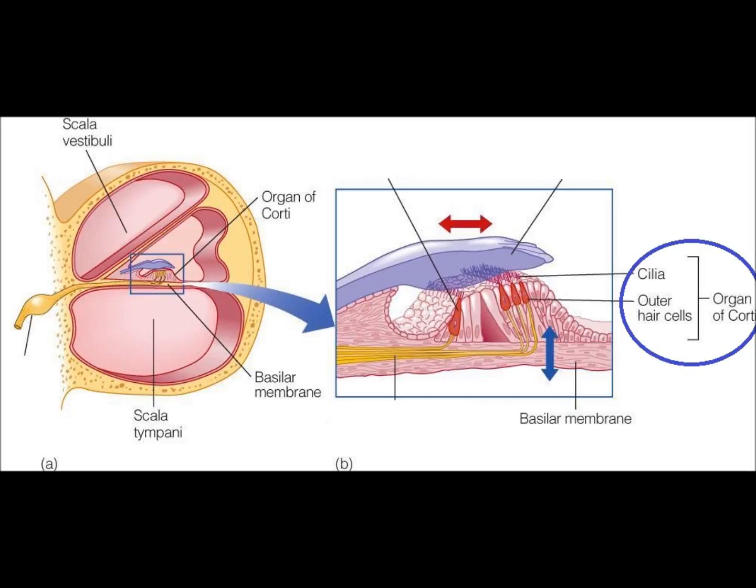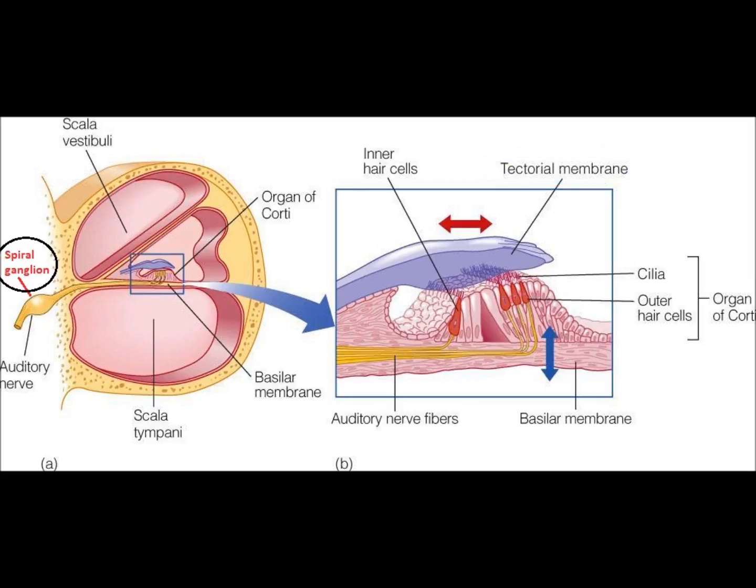As the basilar membrane moves, the cilia of the outer hair cells shear against the tectorial membrane, which causes a firing of the neurons embedded in the hair cells. When this firing occurs, it sends a signal through the nerve fibers, which subsequently form the spiral ganglion.